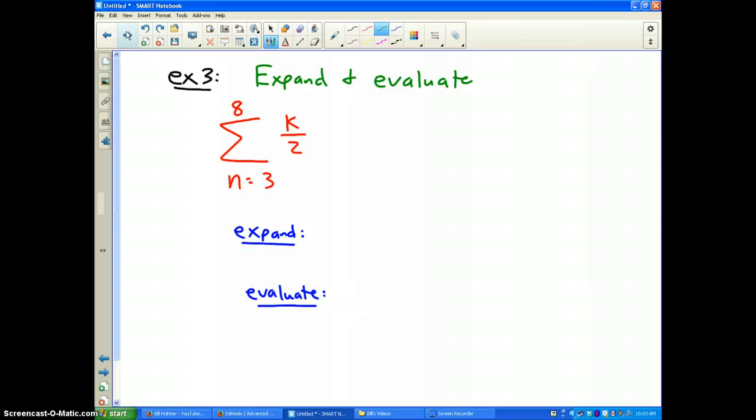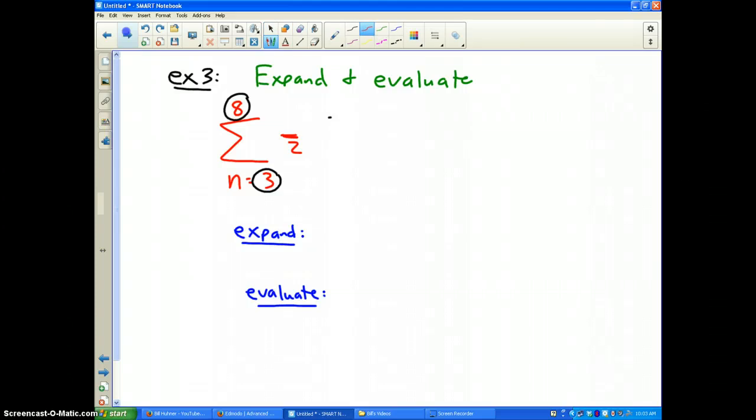Example 3, let's go the other way. This one says expand and evaluate. Well, when you expand, all you do is put all these numbers in for n from 3 up to 8. So very simply, if I put 3 in where the n is, sorry, that should be an n, not a k.